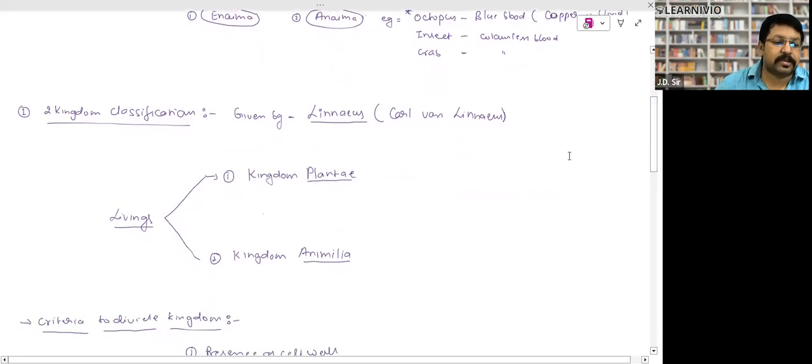Then the next classification system was given by Carl Linnaeus. He gave the 2 kingdom classification system. The classification in the NCERT starts from here. So he divided living things into 2 parts: kingdom Plantae and kingdom Animalia. In Plantae, he kept the plants. In Animalia, he kept the animals.